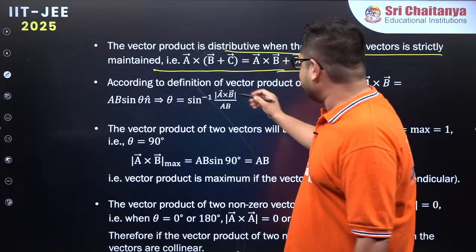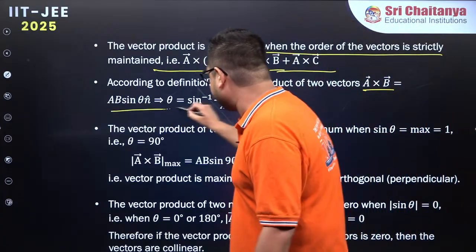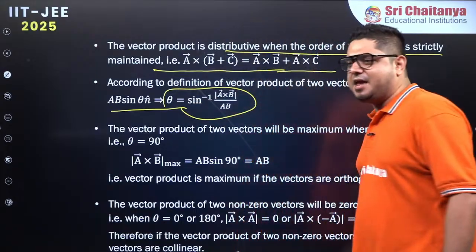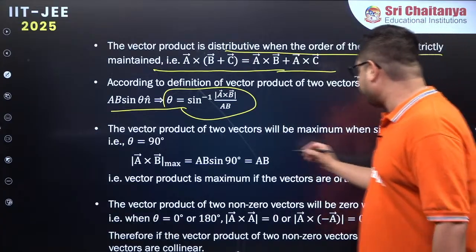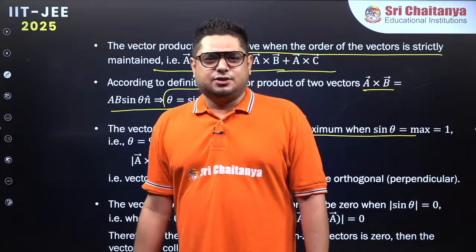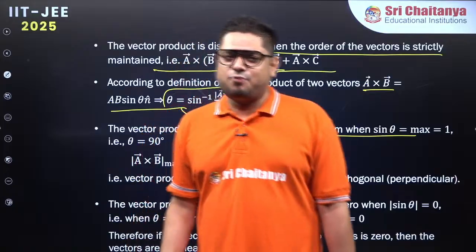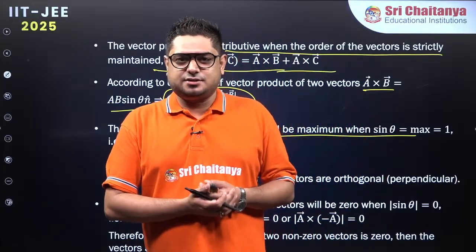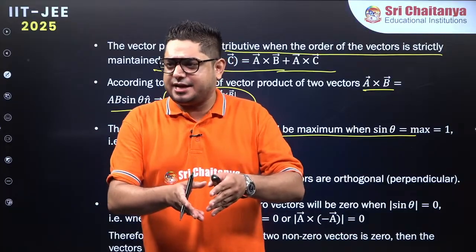So according to the definition of vector product of two vectors, A cross B is going to be AB sine theta n cap, and theta is going to be sine inverse of |A cross B| by AB, isn't it? Now the vector product of two vectors will be maximum when sine theta is maximum. You know that the maximum value of sine theta is 1, isn't it? And at what angle are you supposed to obtain the value of it as 1? That is 90 degrees, isn't it? Or pi by 2 radians. This is what they are trying to say, isn't it?